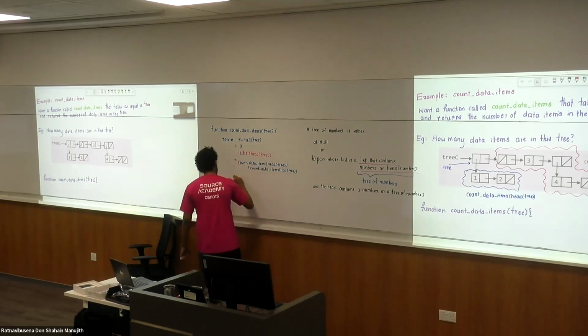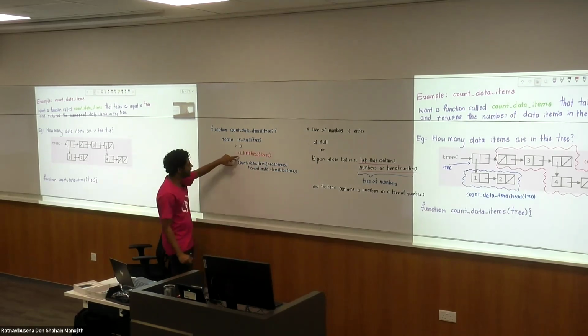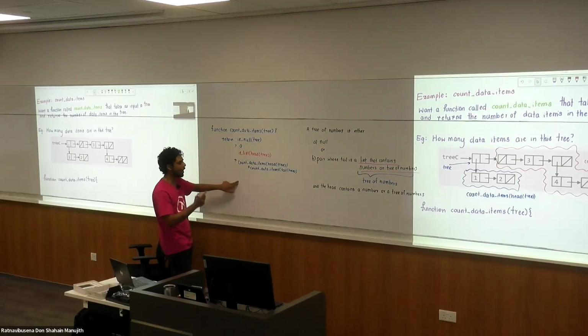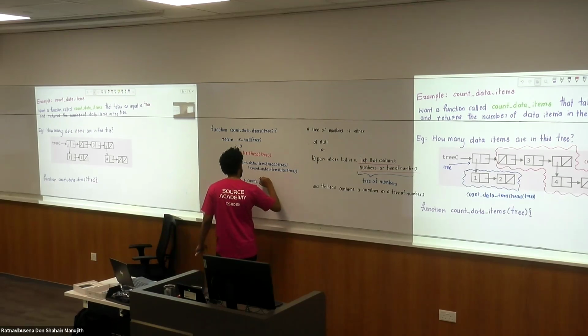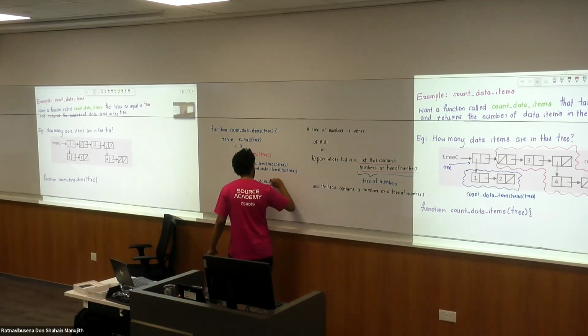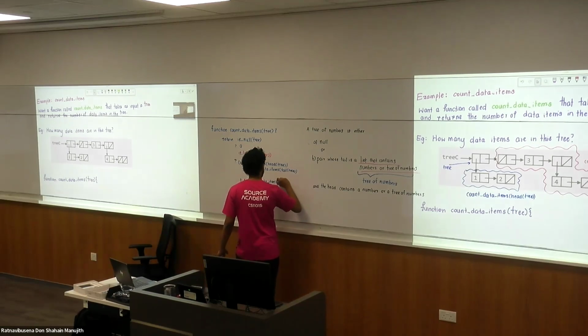Okay, good. If not, so if the head of the tree is not a tree of numbers, then it's a number. Then what should I return? Yes, 1 plus count data items tail tree.